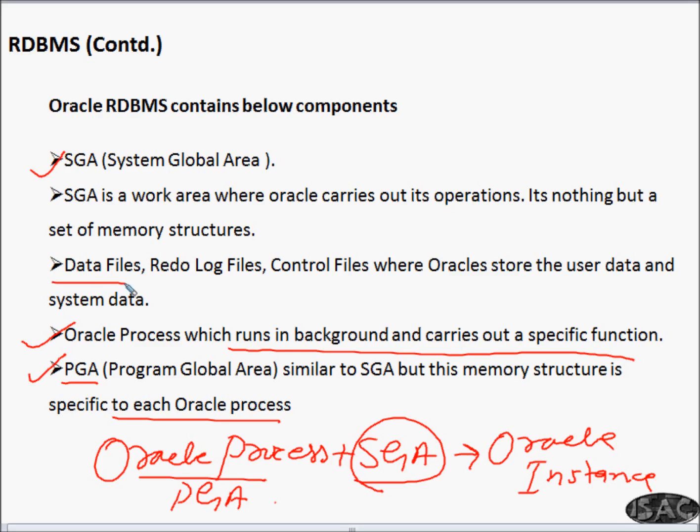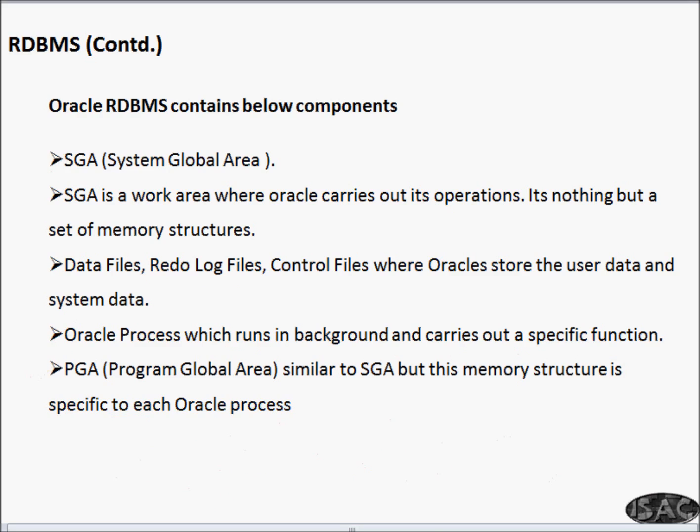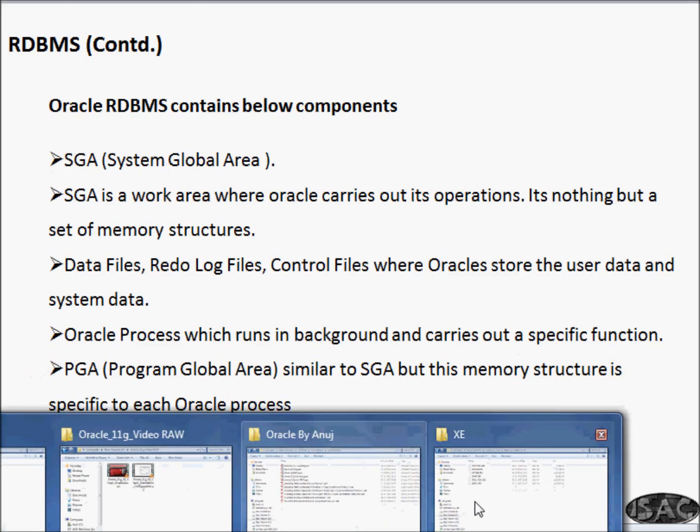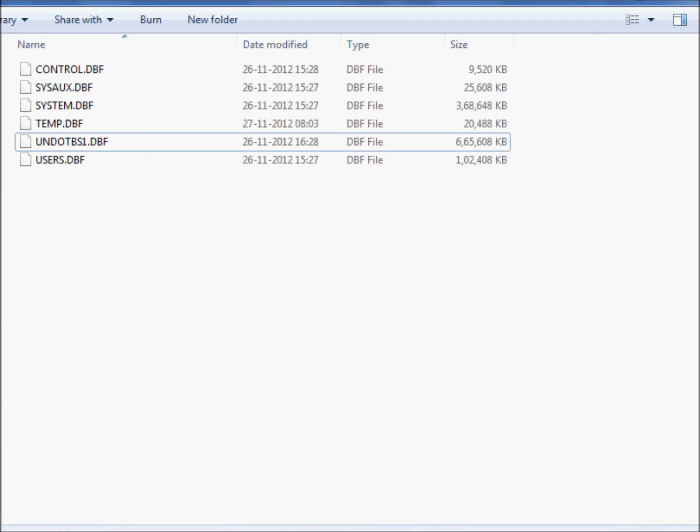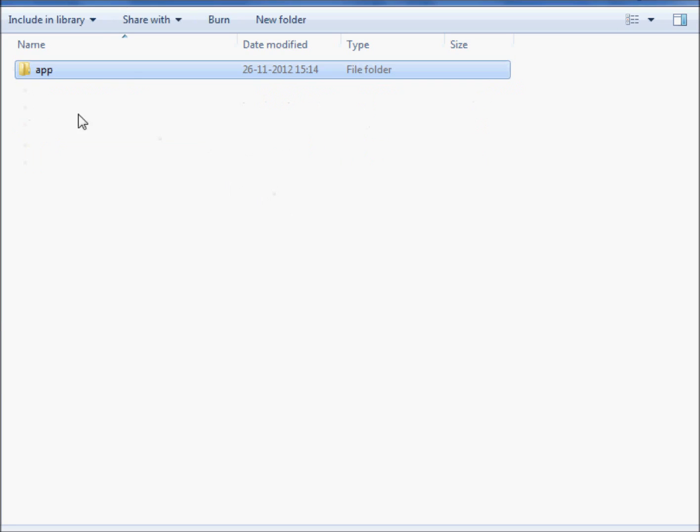Then there are data files, redo files and control files, where Oracle stores the user data and system data. Several files are created once we create the database, like data files, redo log files and control files. If you go to the folder where you have installed or created your database, I'll show you that. Consider you are having Oracle.